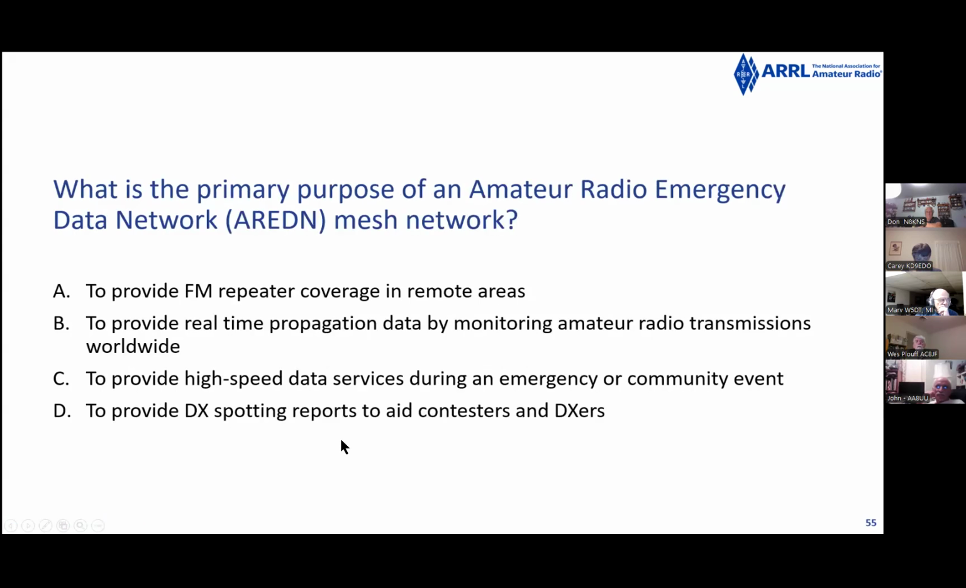What is the primary purpose of an amateur radio emergency data network, mesh network? A, to provide FM repeater coverage in remote areas. B, to provide real-time propagation data by monitoring amateur radio transmissions worldwide. C, to provide high-speed data services during an emergency or community event. D, to provide DX spotting reports. Probably C. Yes, it's Charlie. It's a high-speed network used for emergencies or community events.